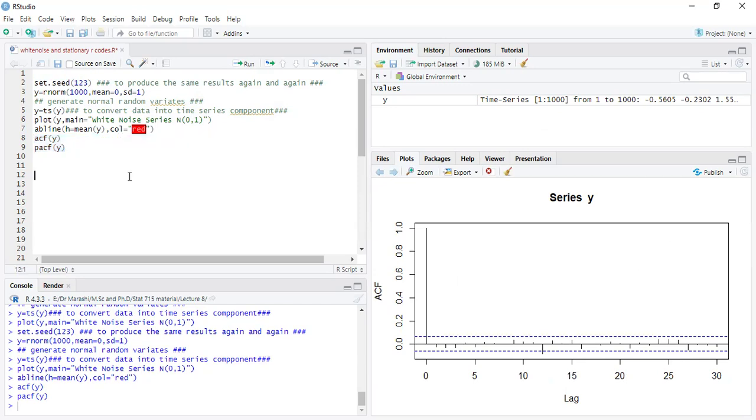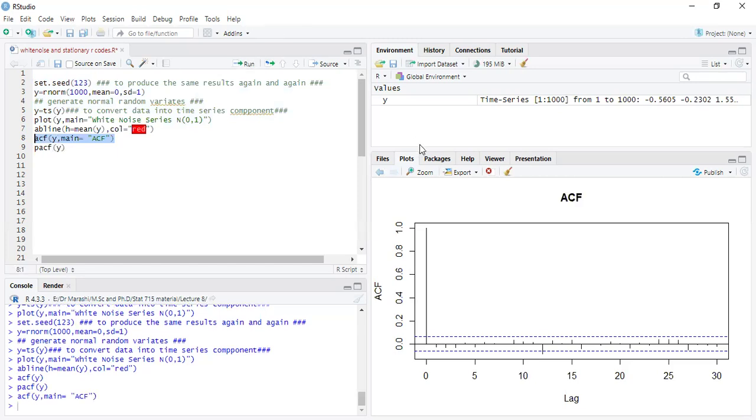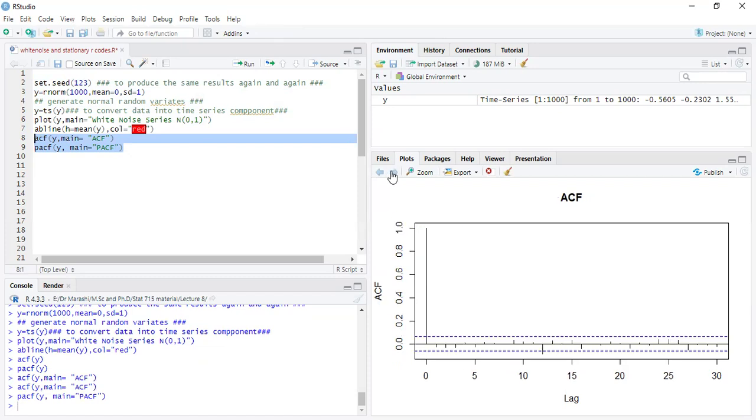Number one, always remember, we can have here main equals ACF. Do we get this? Yes. And for PACF, we can say main, this is the title of the graph, equals, in double quotes, PACF. What are ACF and PACF? You will be learning in the next lecture. So you have got these two plots, ACF and PACF.